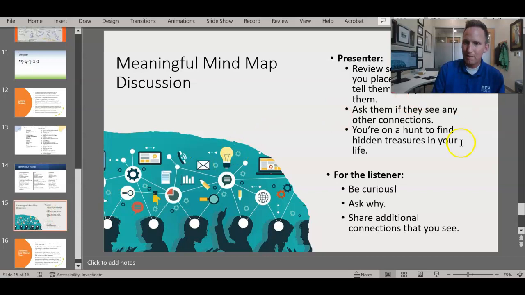Here's something I put on my map and why I included it, and then having their group or another person they're sharing with, or in threes, however you set that up, ask them if they see any connections. Really, a mind map is meant to be personally interpreted, but when someone else looks at it, they might see something and they could ask a question that prompts further discovery. So there's this idea of you're on a hunt to find hidden treasures in your life from your map.